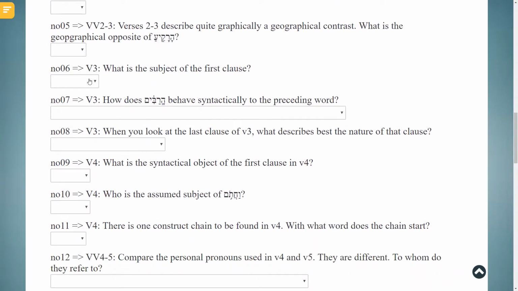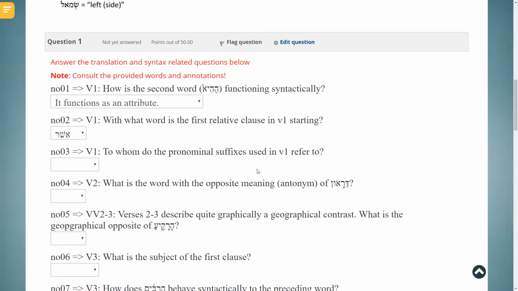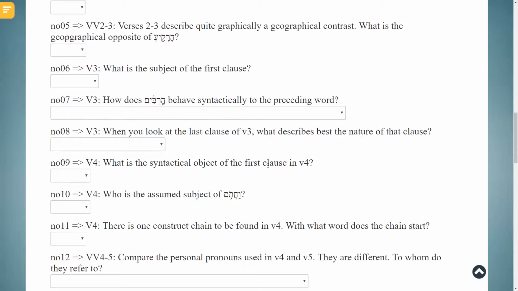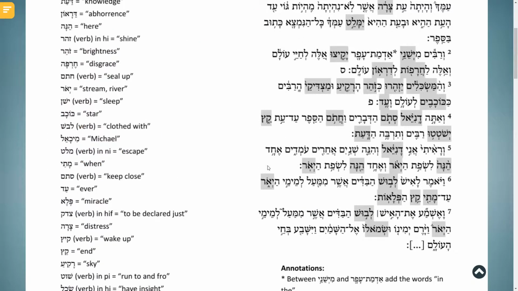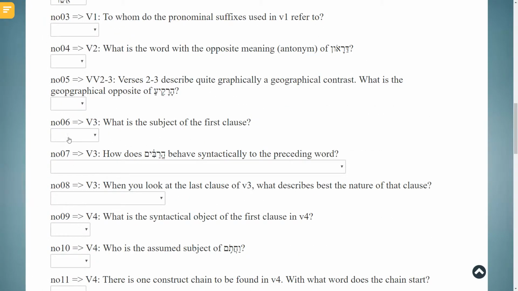What is the subject of the first clause? Here you are asked to identify phrases, and to know how to identify a subject phrase is central for this 6th question, verse 3. So where would be your subject of the first clause? Well, here we would have the subject. And again, you get these options.